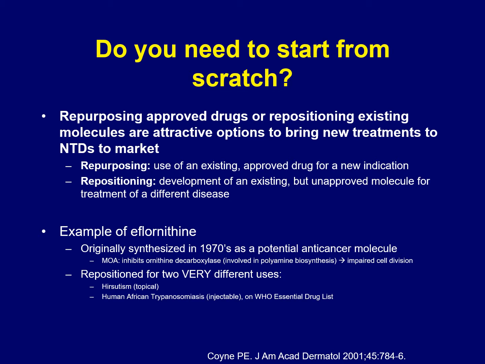A really good example of a drug that was repurposed or repositioned for neglected tropical diseases was eflornithine. Eflornithine is a drug originally synthesized in the 1970s, and it was thought to be a potential anti-cancer molecule. Its mechanism of action is that it inhibits ornithine decarboxylase, which is involved in polyamine biosynthesis, and this resulted in impaired cell division. So theoretically, there was certainly a role in anti-cancer drug development.